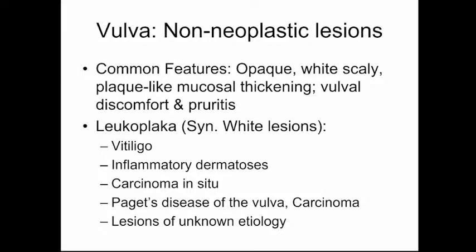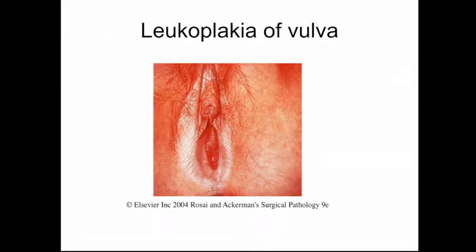So you can see there is a whole variety, all the way from benign diseases all the way to malignancies. And that's why it's important to take a biopsy of any white vulval lesion, no matter how innocuous it looks. It may be a significant pathological lesion. So this is a photograph from Ackerman's Surgical Pathology, just to show the pearly white lesion in the vulva, predominantly in this case involving the labia majora.